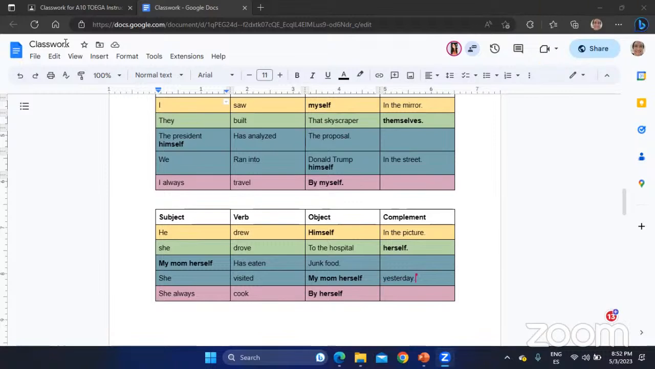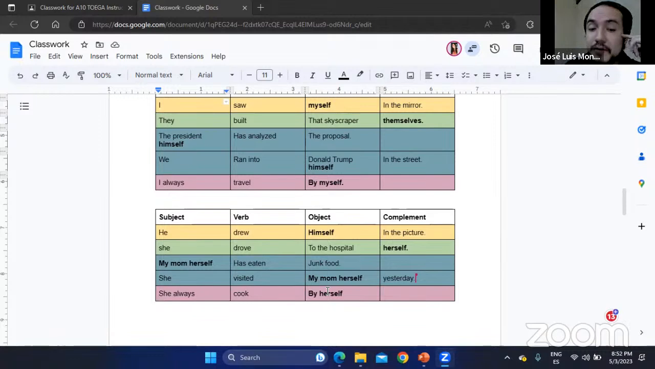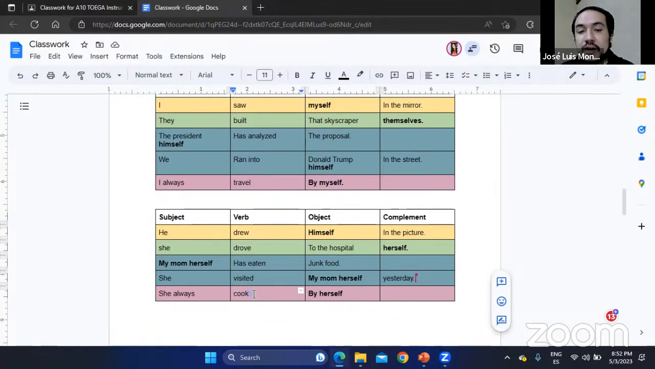I think I only have one observation. Sorry, my camera. I thought it was on. Now, great. Just in the last one, remember, if it's she, this needs to be cooked or cooks. And as you have always, then it's going to be cooks, right? That's it. Good. He does the action, drawing, and he receives the action, being drawn, right? She drove to the hospital is something different, impressive, unusual, or you want to say personally, herself. Perfect, right? So it's very good so far.